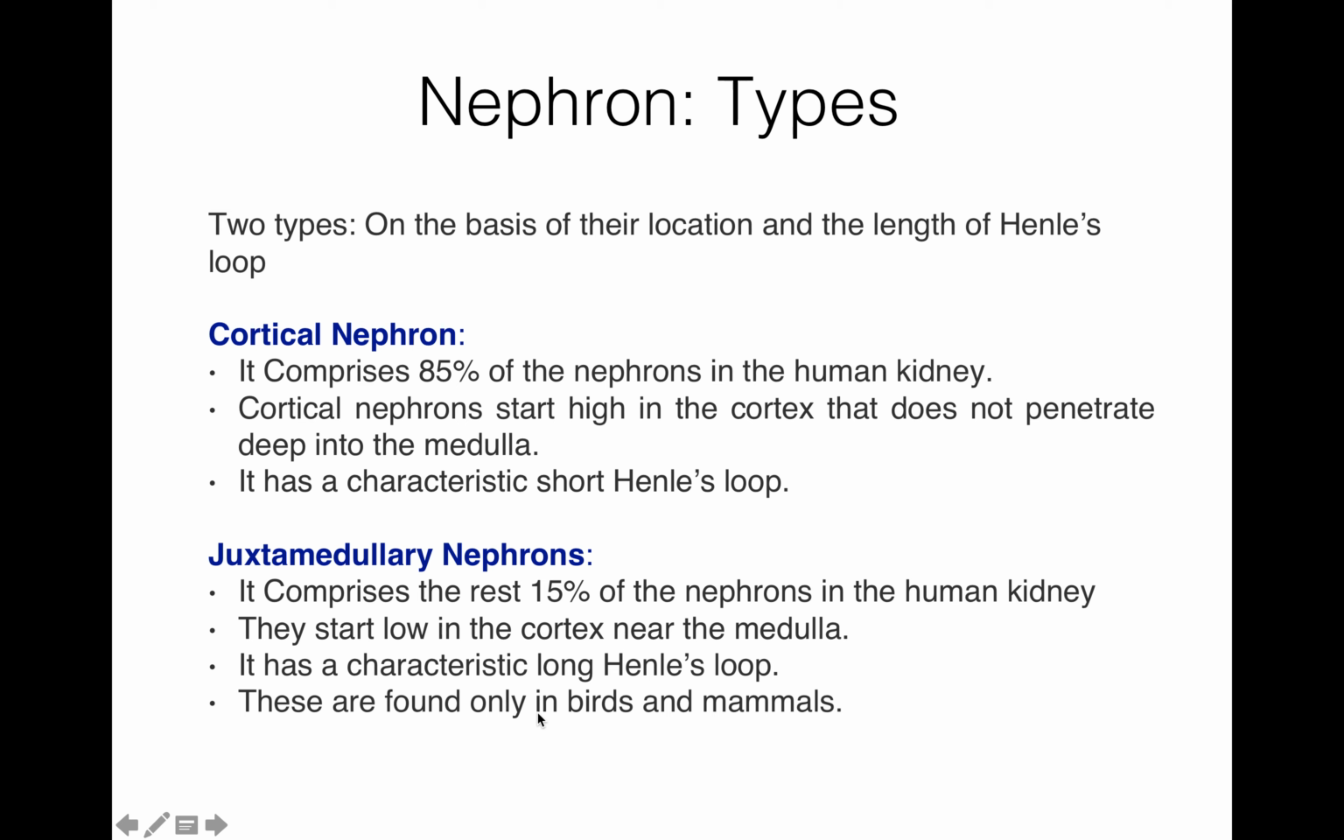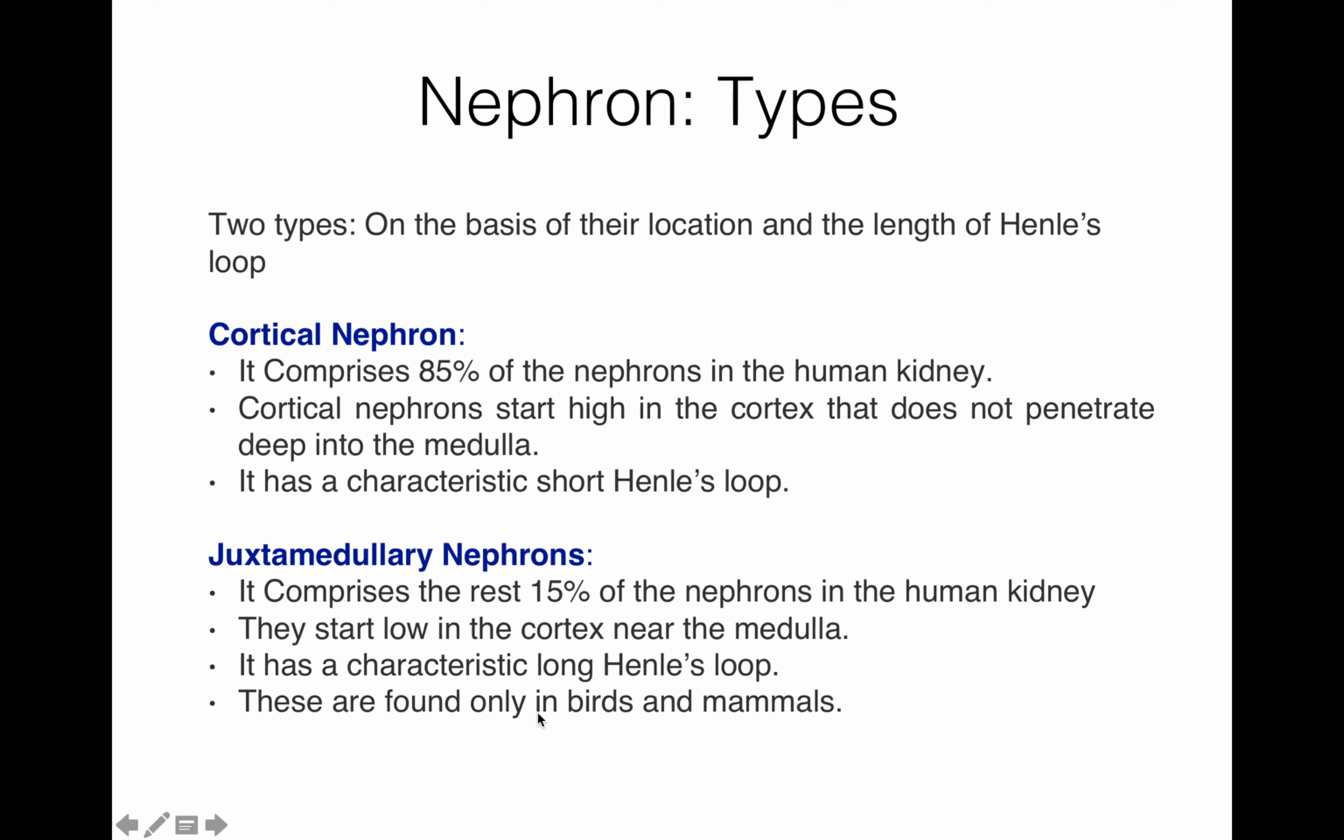So first, cortical nephrons. These are present in the cortex region of the kidney. Means they start high in the cortex but don't penetrate deep into the medulla. They comprise 85% of the nephrons in the human body. They have a characteristic short Henle's loop. Under normal conditions, when the water amount is adequate in the blood of the human body, these nephrons help in controlling blood volume.